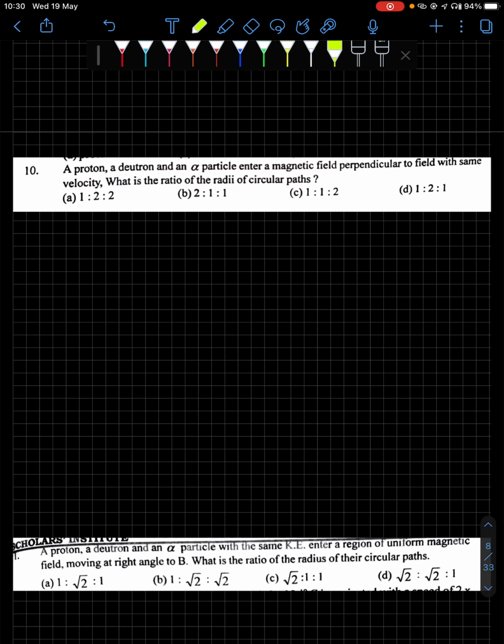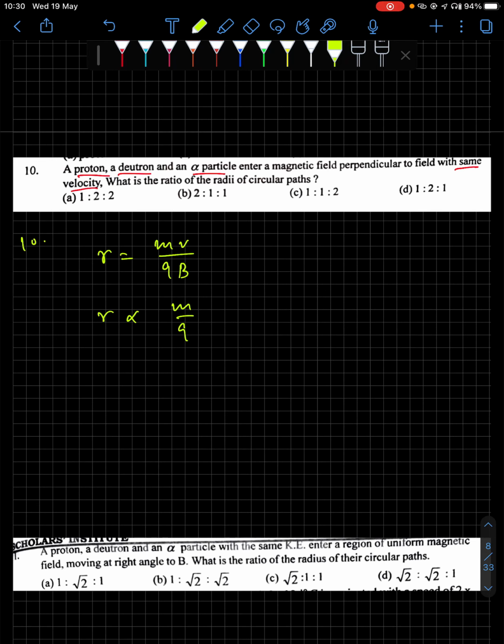Next, question number 10. A proton, a deuteron, and an alpha particle enter a magnetic field perpendicular to the field with the same velocity, right? What is the ratio of the radii of the circular paths? So again you are talking about radius, mv by qB. Now what are the constants here? R is proportional to mass by charge, and the speed and field are constant.